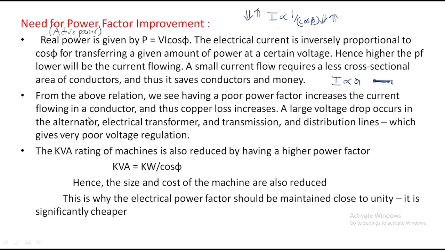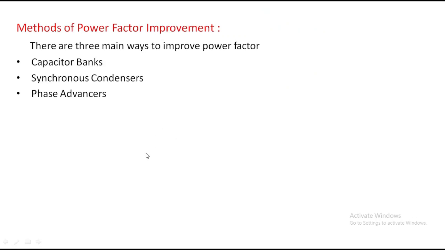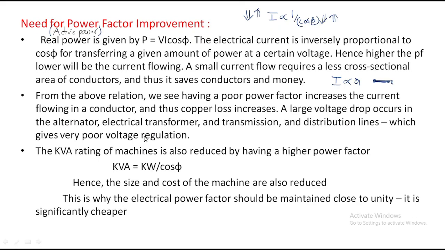First, power is generated in the alternator. From there, the power is transferred to the transformer. Then it flows through the transmission line, then to the distribution line, which gives very poor voltage regulation. You know what voltage regulation is? It is the ratio of the difference between no load and full load voltage to the full load voltage. Voltage regulation must always be good, not poor. In the second point, when the power factor is less, the drop across the alternator, transformer, transmission and distribution is large. Due to this, regulation is poor, which means more voltage drop.